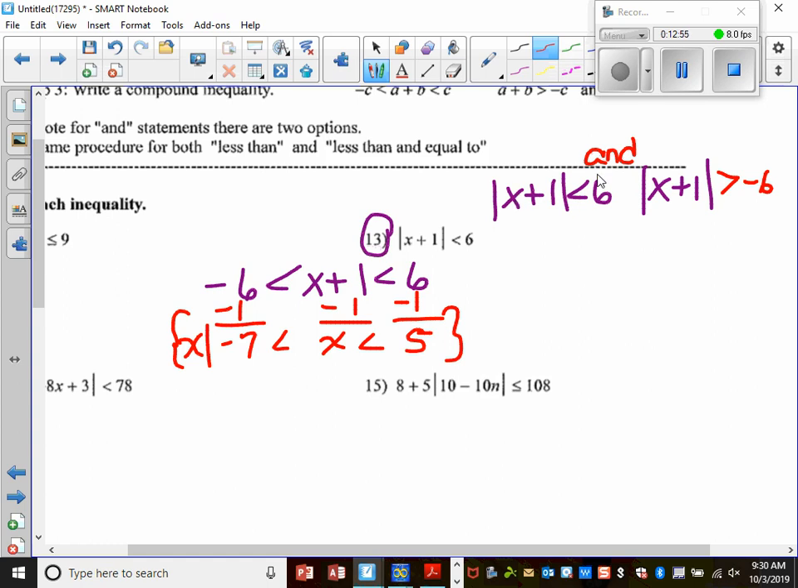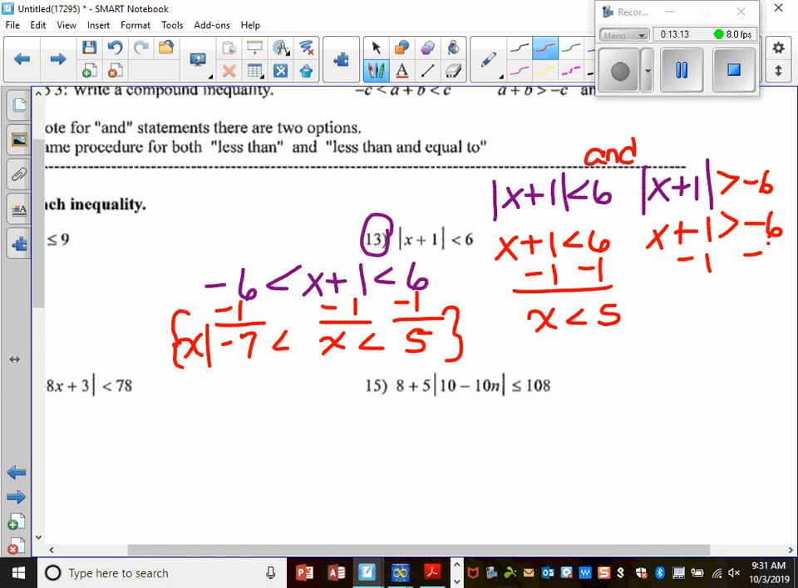Now, if I do it where I write the word and, I just solve them like two separate problems. X plus 1 is less than 6, subtract 1, x is less than 5. Okay, x plus 1 is greater than -6, x is greater than -7. So this -7 is less than x is equivalent to x is greater than -7. So when I put this in set builder and I have to reverse the number to the other side, you get the same answer.